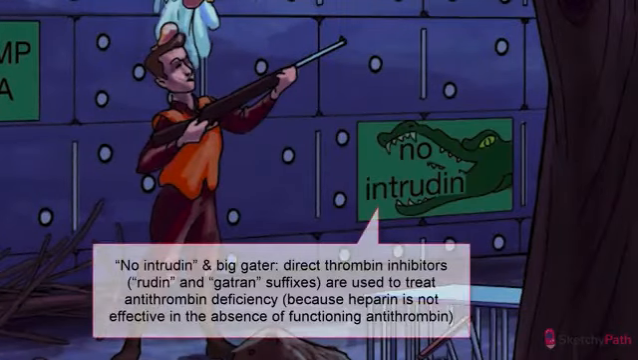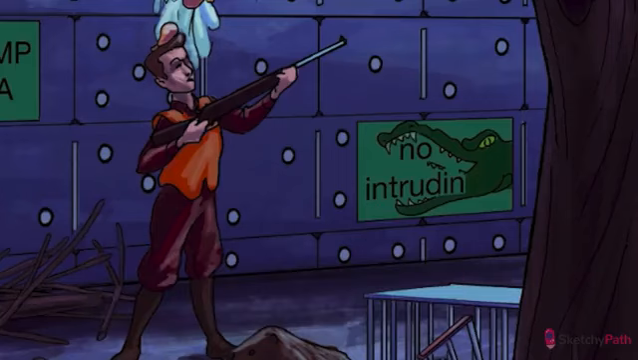Antithrombin deficiency has important implications for treatment, though. Since both unfractionated heparin and low molecular weight heparin are essentially useless in these individuals, as these drugs require antithrombin to function. That means anticoagulation for affected patients typically begins with a direct thrombin inhibitor instead. That no intrudin sign is there to remind you of the rudin suffix common to a couple of the direct thrombin inhibitors, including bivalirudin. And that big gator should remind you of the other direct inhibitors that share a gatrin suffix, such as dabigatran.